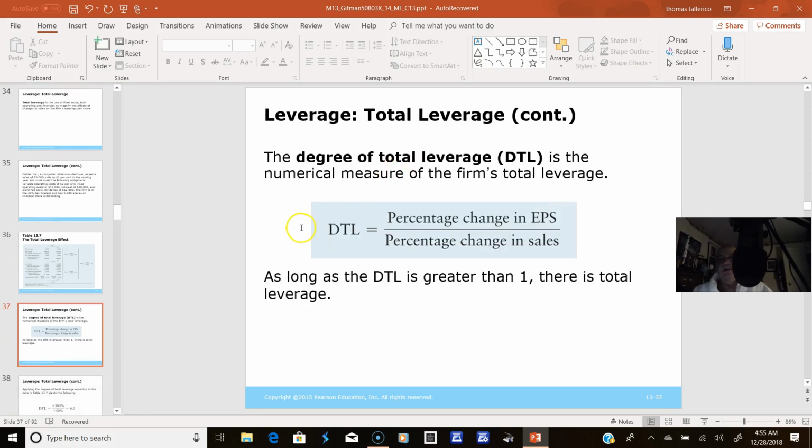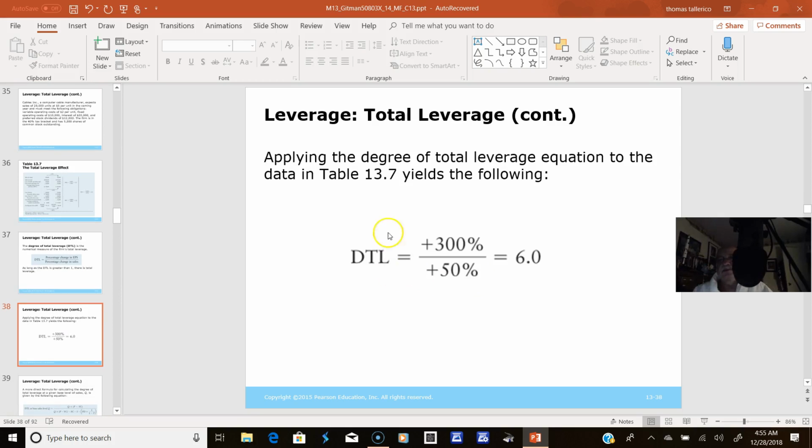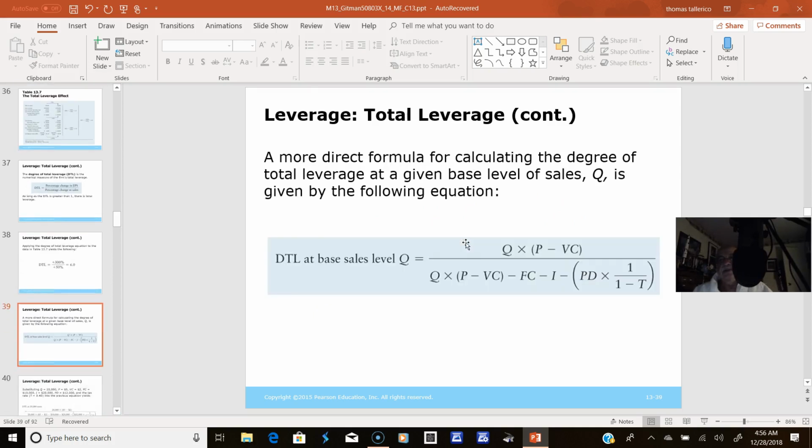So here's your degree of total leverage, right? Percentage change in earnings per share divided by the percentage change in sales. And as long as this is greater than 1, you have total leverage. So you can see here they are doing that. And again, it comes out to 6. And of course, we have a much more difficult formula. But again, it's not that bad. You just pop in some numbers here.